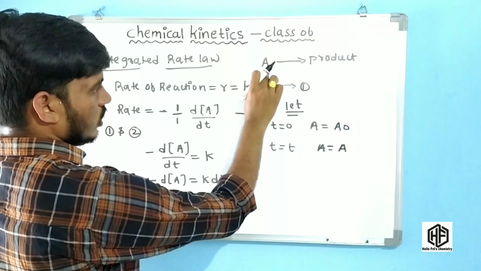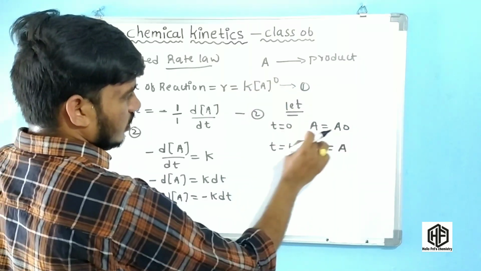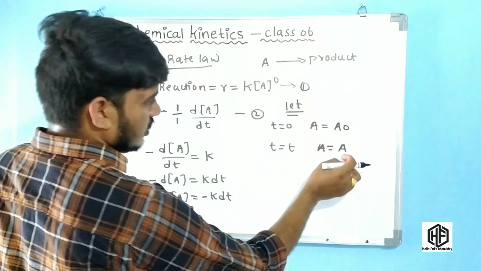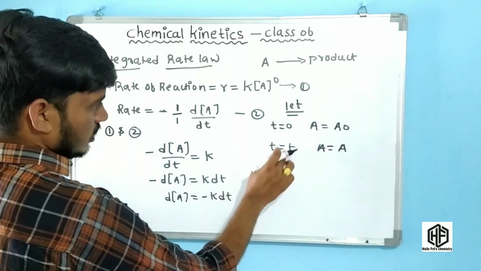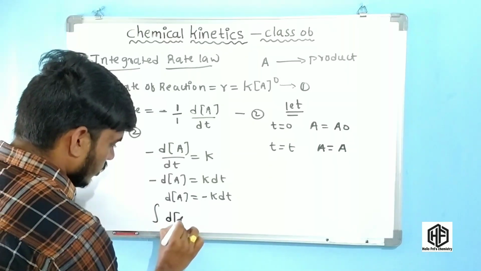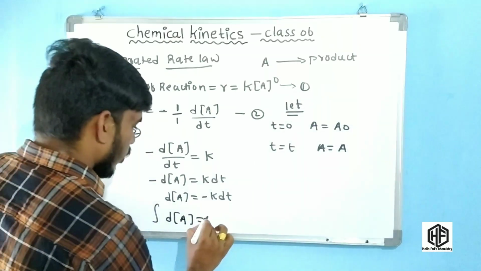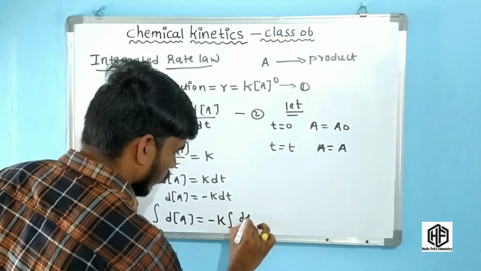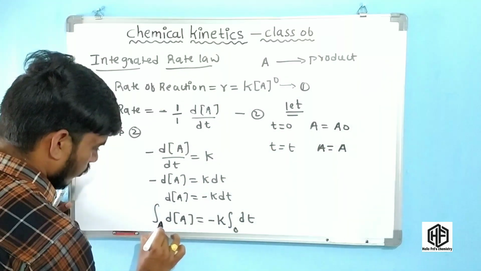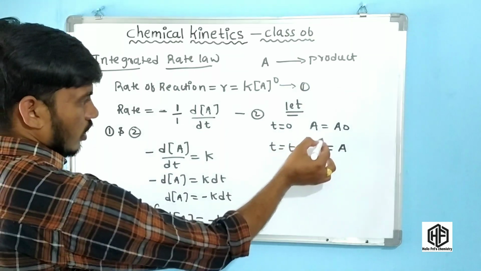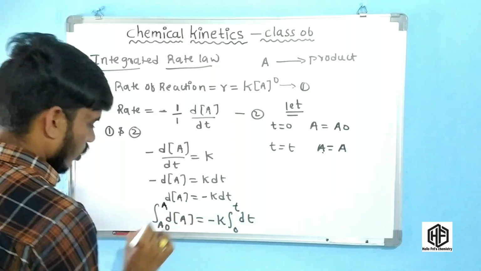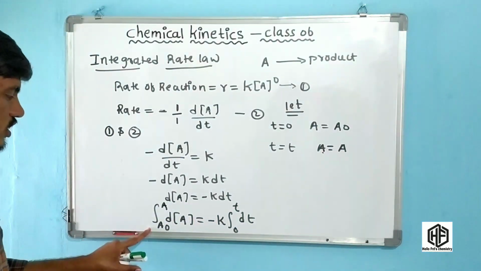At t = 0, the concentration of the reactant is A naught. At t = t, the concentration of A is A. This is very important. Now these limits are applied to this reaction. Integrating the change in concentration gives minus k times the integration of dt. At 0 time, the concentration of A is A naught, and at time t, the concentration is A. This is the very important step.